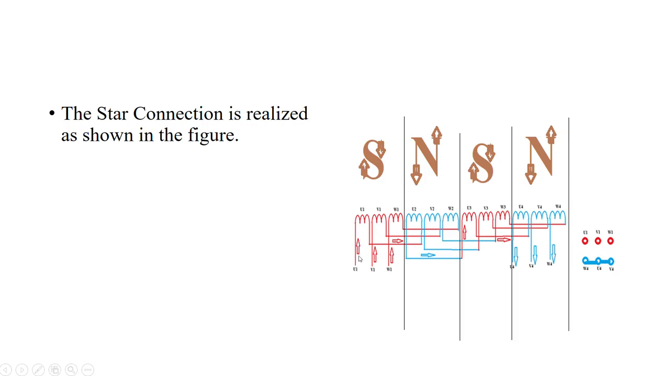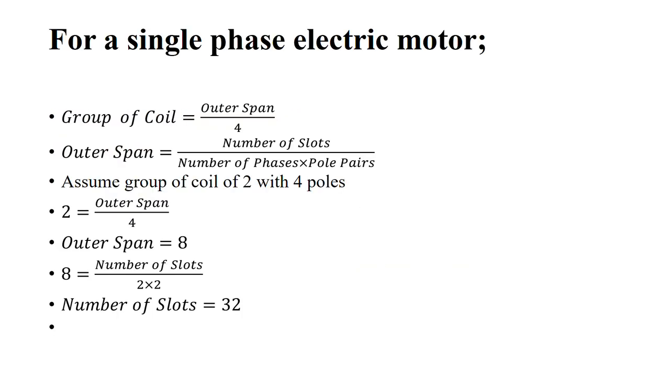You see that the current, you look at the S here, this arrow is pointing upward, that is south pole. If you look at the north pole, the arrow here is pointing downwards, that is north pole. That this is star connection. Let us see the next slide for the delta connection.